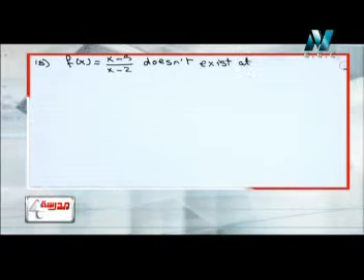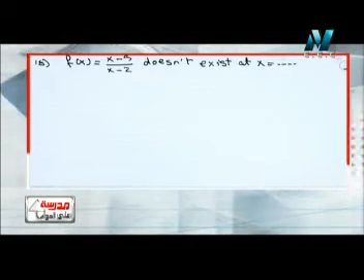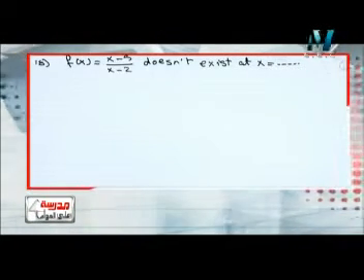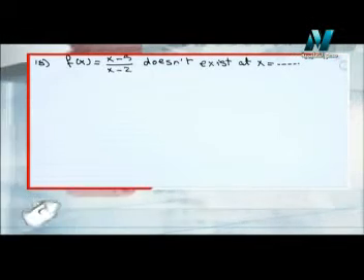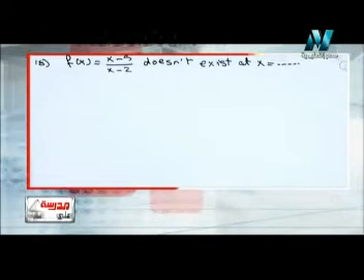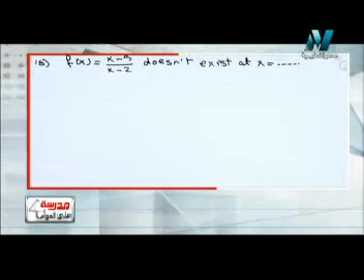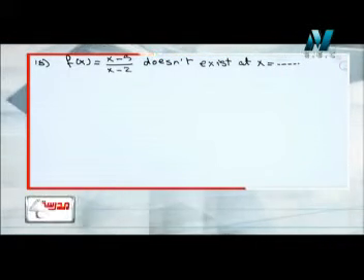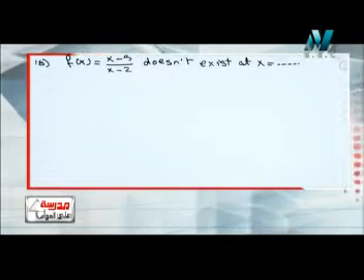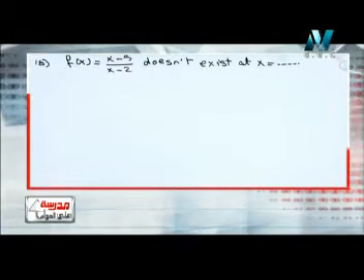at x equals. A function doesn't exist, or is undefined, at the zeros of the denominator. Let's look at the zeros of the denominator: where the denominator is zero, the function surely doesn't exist. What makes the denominator zero? x equals 2. So the function doesn't exist at x equals 2.